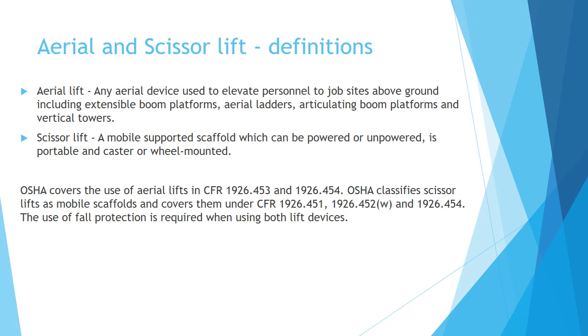OSHA covers the use of aerial lifts in CFR 1926.459 and 1926.454. OSHA classifies scissor lifts as mobile scaffolds and covers them under CFR 1926.451 and 1926.452 and 1926.454. The use of fall protection is required when using both lift devices.